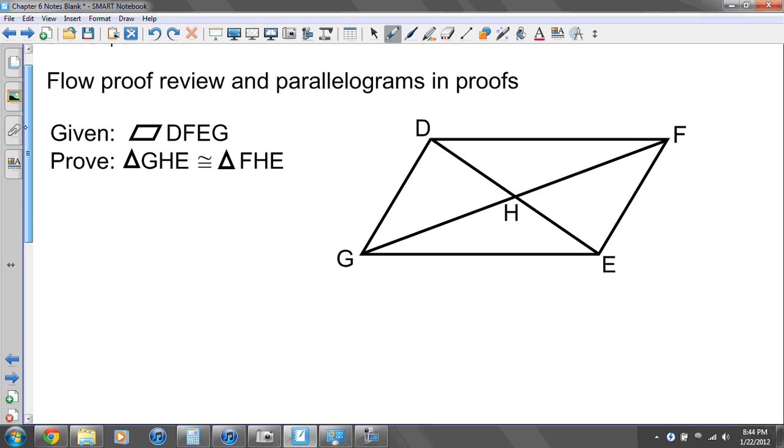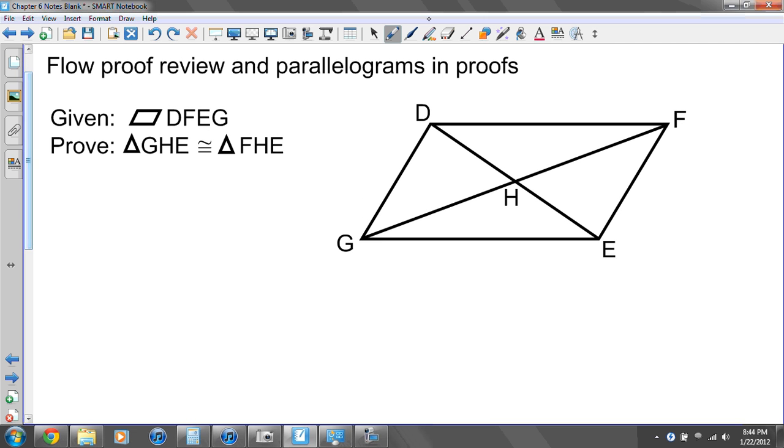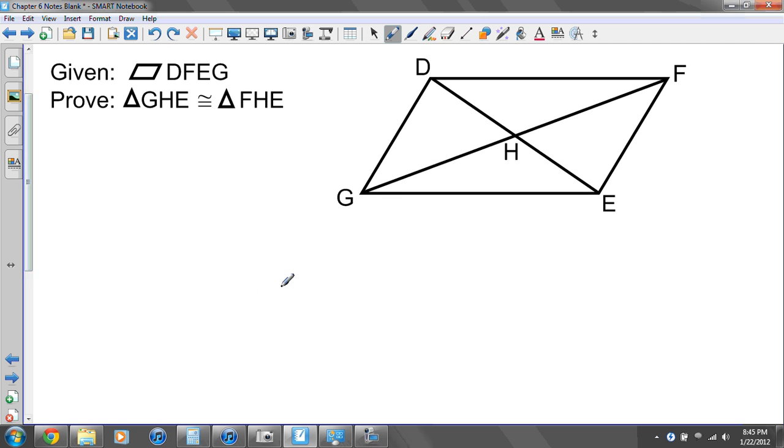I want to look at how we can use proofs, parallelograms and proofs, and I want to demonstrate again how to do flow proofs because I think they demonstrate more. It's a little easier to see that you're using a logical argument because they demonstrate kind of what step is leading to the next one. So we start with our givens. Our givens start in their own box.